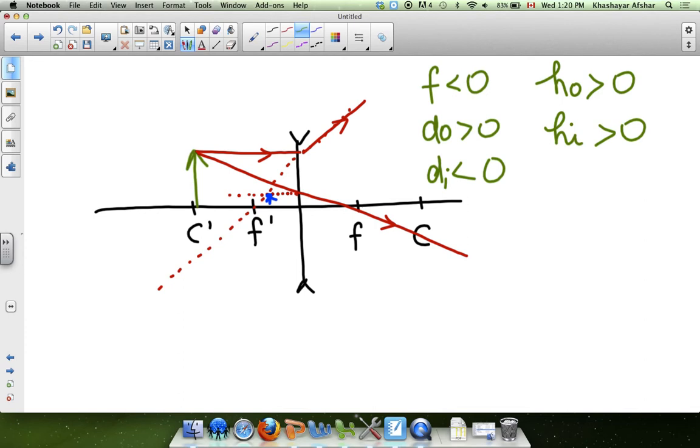And finally, we can talk about the magnification. Again, it's smaller than the original, so it's definitely less than 1. But it's not upside down, so it's definitely more than 0. So our M is between 0 and 1. All right? And that's for the object on C.